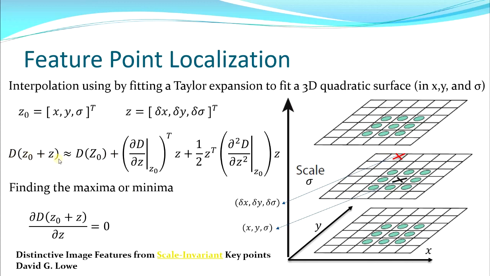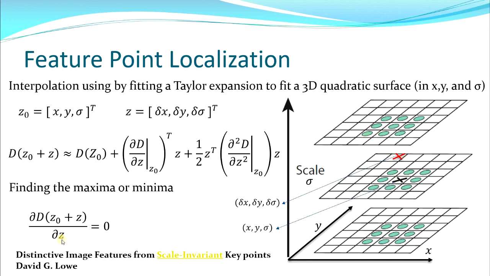So d of z0 plus z, that is d of this pixel, so that is the pixel value at this particular position, can be given like this. So this is the Taylor series. Now there is this function over here which I have approximated using the Taylor series. I want to find out a maxima or minima wherever there is this maxima or minima. So this z is what I want to find out. How much do I move in a particular direction so I get maxima or minima, some extrema.